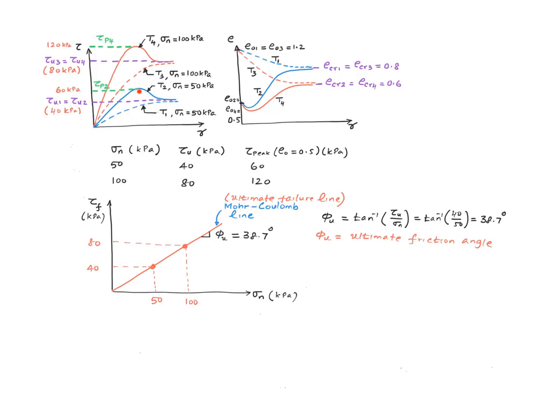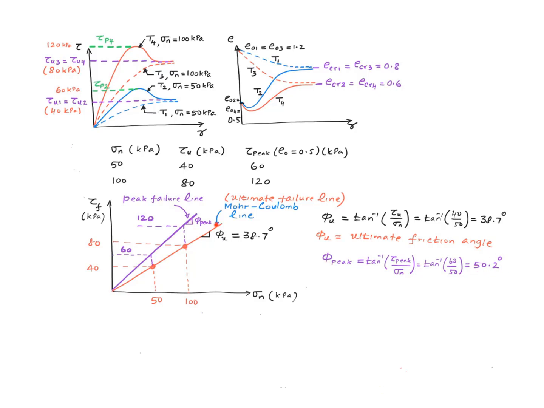Now let's focus on the peak points over here. Both test number 2 and test number 4 had the same initial void ratio of 0.5. Test number 2 gave us a peak stress of 60. Test number 4 gave us a peak stress of 120. I listed those here. Now using these numbers, I can define another failure line, and this failure line is called the peak failure line. The corresponding friction angle is called the peak friction angle. So here we get a value of 50.2 degrees.